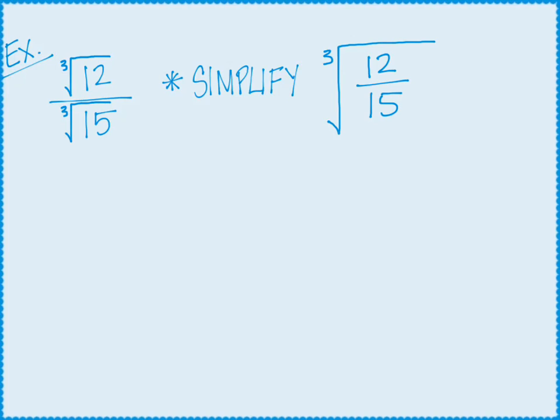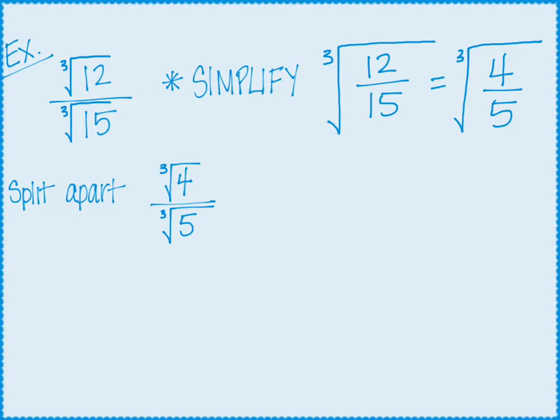We want the cube root of that, and 12 over 15 does simplify. We get 4 over 5, because they're both divisible by 3. And now we have the cube root of 4 over 5. Since it's now simplified, we're going to split it apart, and we get the cube root of 4 divided by the cube root of 5. And we need to rationalize that cube root of 5.